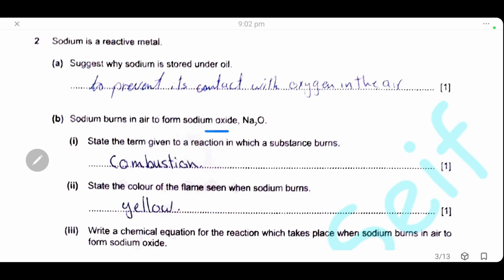Sodium burns in air to form sodium oxide. State the term given to a reaction in which a substance burns. Burning is called a combustion reaction. State the color of the flame seen when sodium burns. The flame color for sodium is yellow.